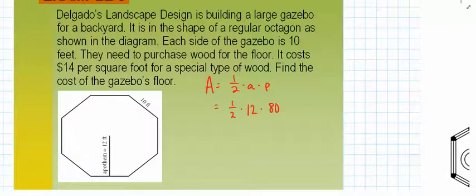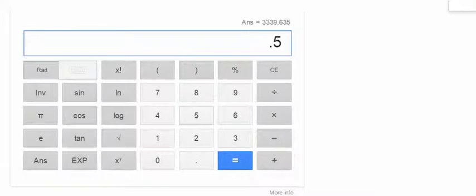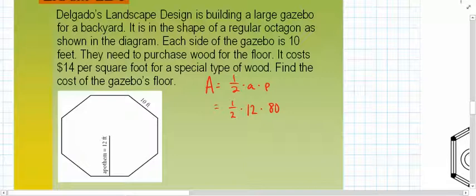So if I switch back over to the calculator, 1/2, which I'll call 0.5 in this case, times the apothem of 12 times the perimeter of 80 tells me that the area of this gazebo is 480 square units. We're talking about feet here. So again, the area, 480 square feet.